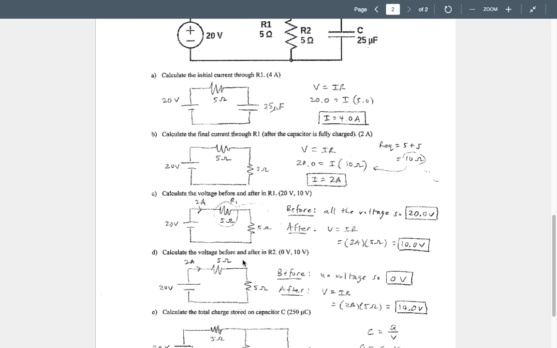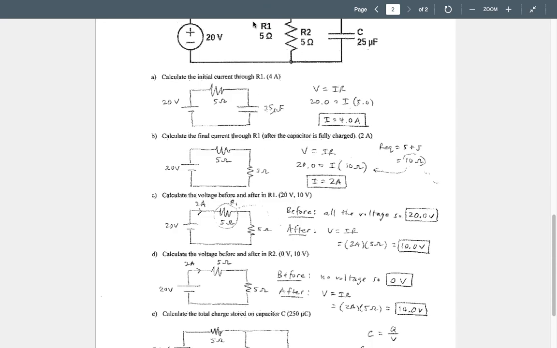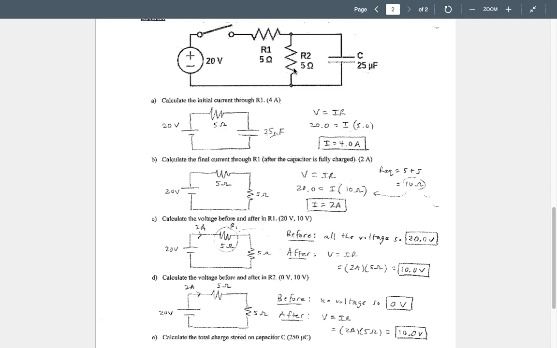And that's what they're asking here, the same thing. At the beginning, there's no voltage in R2, right? R2 is this guy right here. And then afterwards, he gets 10 volts. So it's sort of like 20 for this guy, and then 10 and 10, right? 20 and 0, and then 10 and 10 by the end.